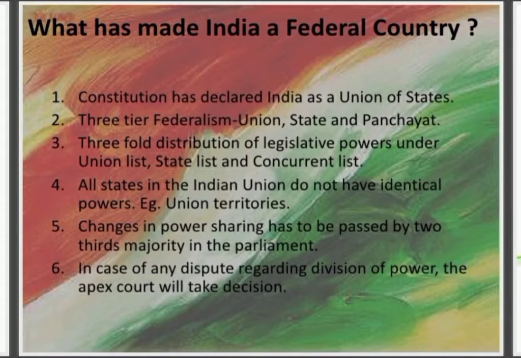Now, the Constitution provides for the union list, the state list, and the concurrent list. In the union list, the subjects which are of national importance, such as defense, foreign affairs, banking, communications, and currency, are with the center, and the union government alone can make laws relating to these subjects.